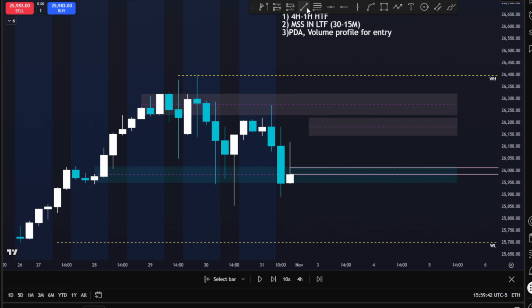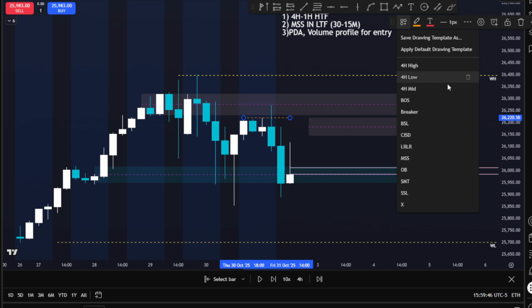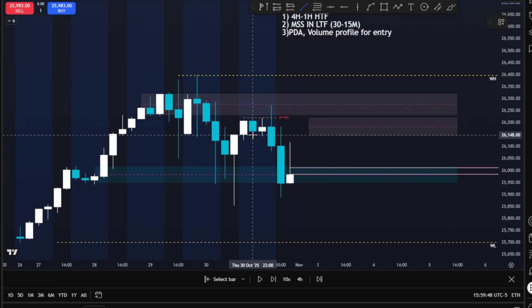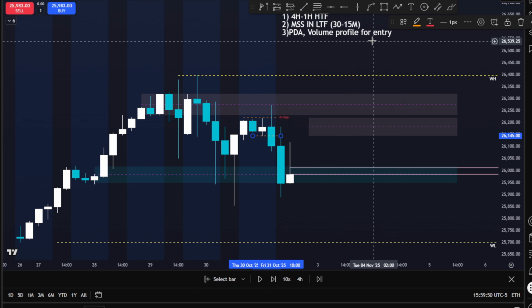So let's jump into that. Let me highlight this first. This is the 4-hour high, and this is the 4-hour low for this candle. So we just mark it here.